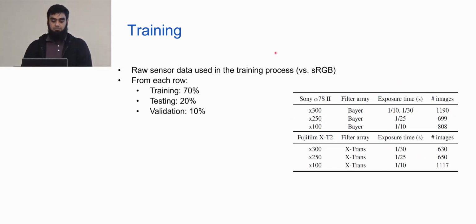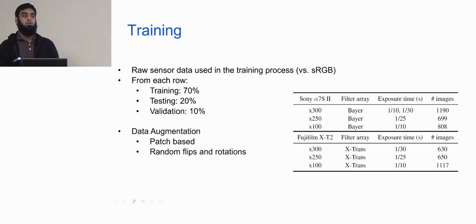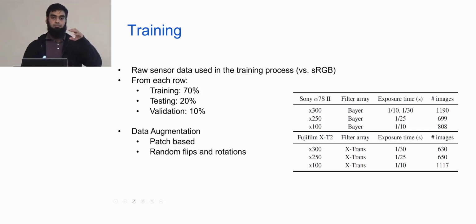We end up getting about 5,000 images. About 70% of each row is considered to be the training, 20% is the testing, and the rest is the validation. They apply data augmentation as well. At runtime, they extract random patches from the images and apply random flips and crops to them.